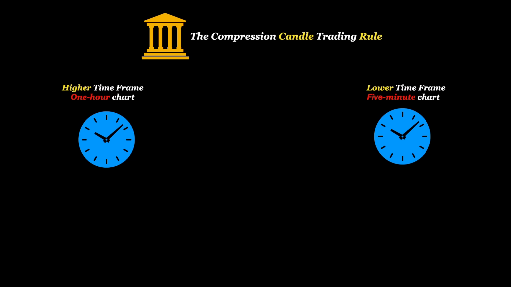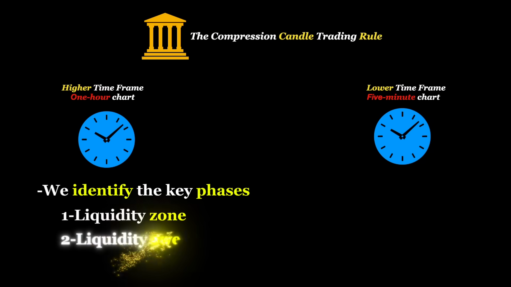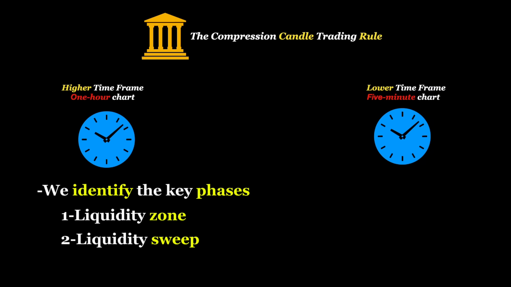To trade the compression candle with precision, you need to use 2 time frames, the higher time frame and the lower time frame. We start with the 1-hour chart. This is where we identify the key phases of the market maker model. First, the market creates a liquidity zone. Then it sweeps that liquidity with a false move. And finally, it begins the displacement, the real move, confirmed by just 2 strong candles. Once you've confirmed these 3 phases on the 1-hour chart, you switch to the 5-minute chart.